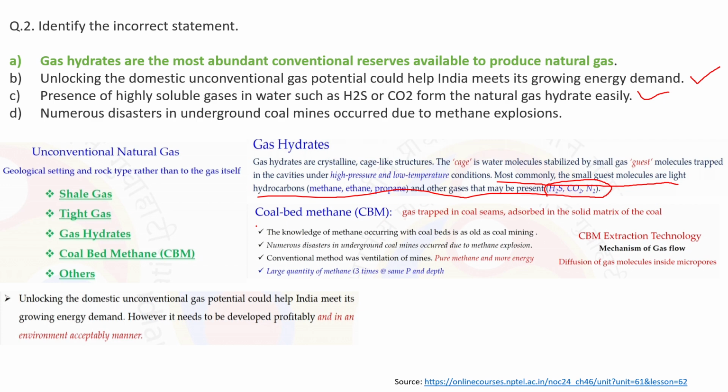So, the points that we discussed are, the knowledge of methane occurring in coal beds is as old as coal mining. Numerous disasters in underground coal mines occur due to methane explosion. The conventional method was ventilation of mines. So here you can see the statement that numerous disasters in underground coal mines occur due to methane explosion. So option D is the correct one.